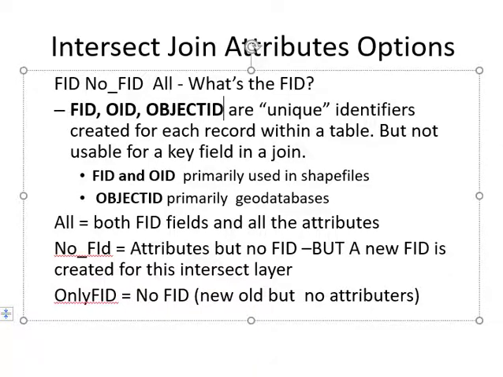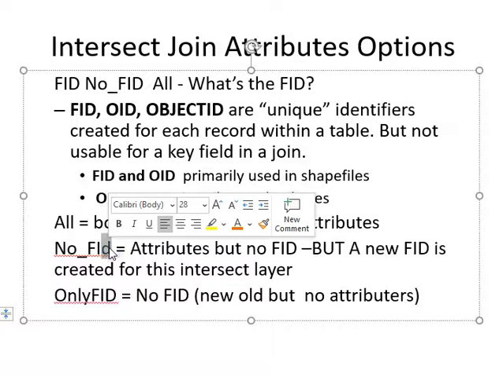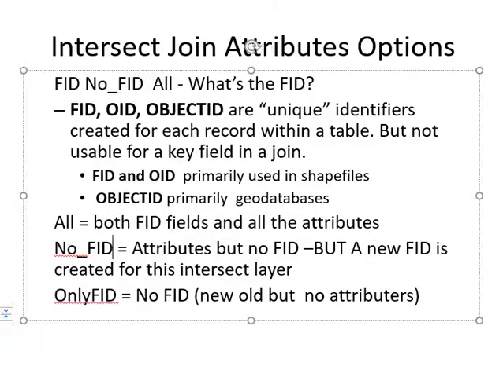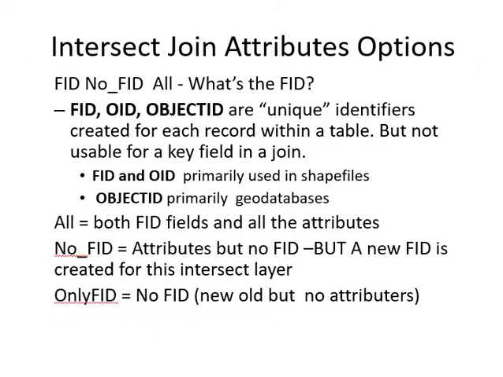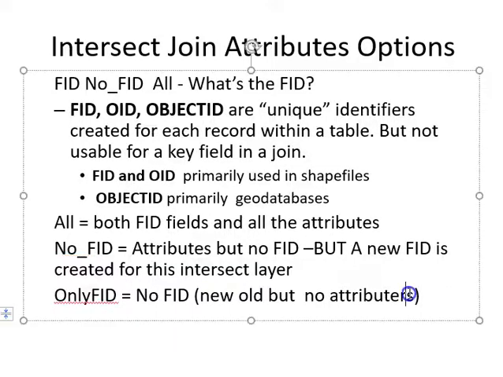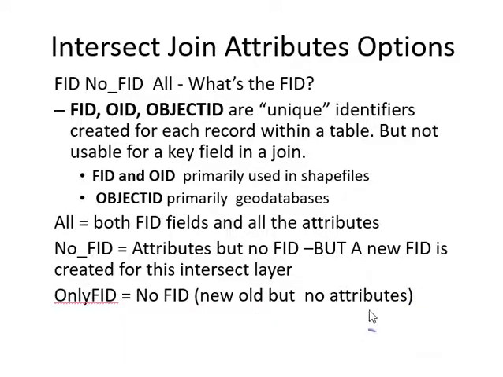If I choose no FID, I'm going to get the attributes only, but no FID. However, there is a new object ID or FID that will be created, but I won't get the original FID from the geology or the original FID from, what did I say, zoning. If I choose only FID, all I get is the FID numbers, but no attributes.